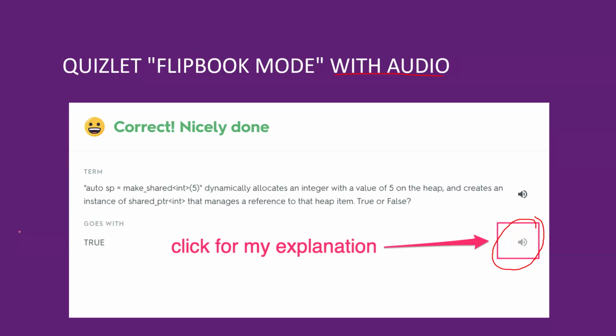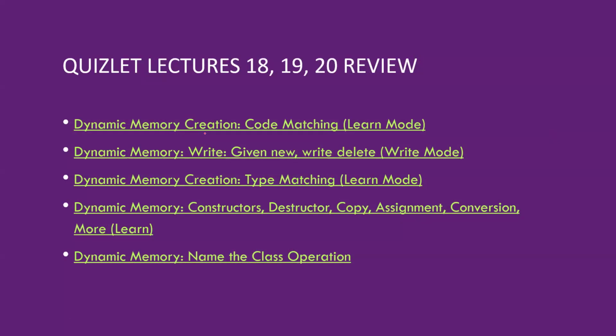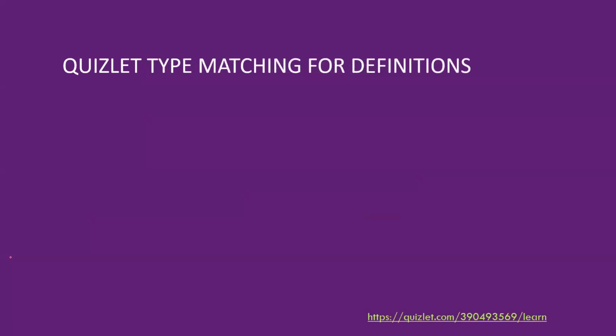I think all those things are still working reasonably well. So here are the different sets that we have: creation and code matching, given, new, write, delete, type matching, and then this is probably the trickiest one because it covers all of our lecture today. You can go through these in different modes. You can do learning mode, which is like multiple choice, or you can try to write the answer. It's way easier to do it in interactive multiple choice mode than in writing mode. But you can click into these or join the class, and you'll get access to all of them.